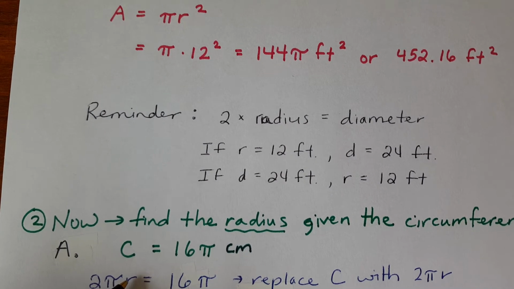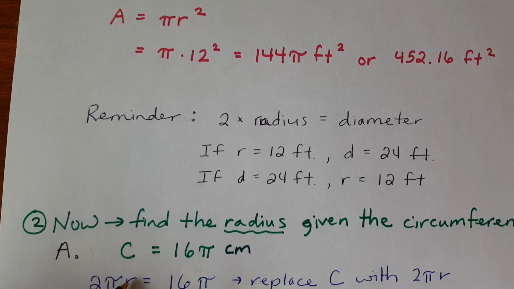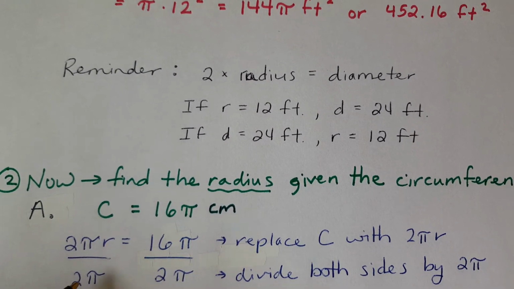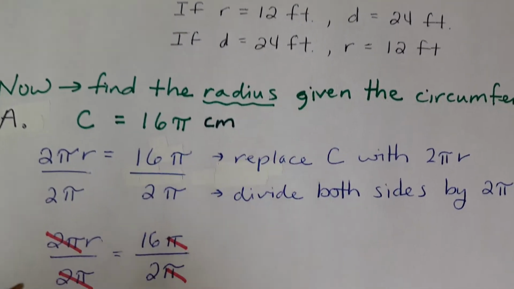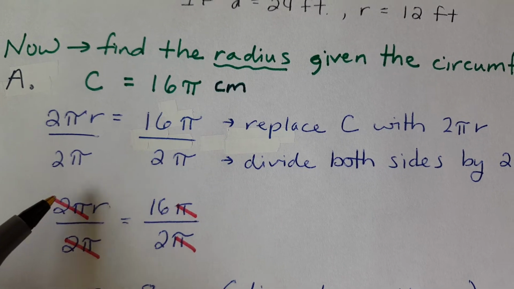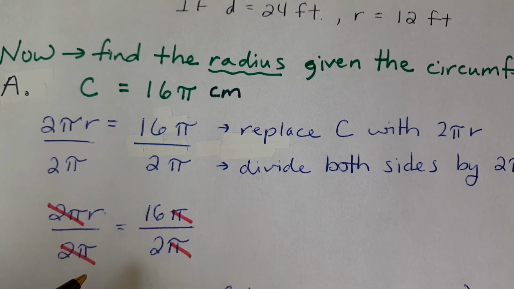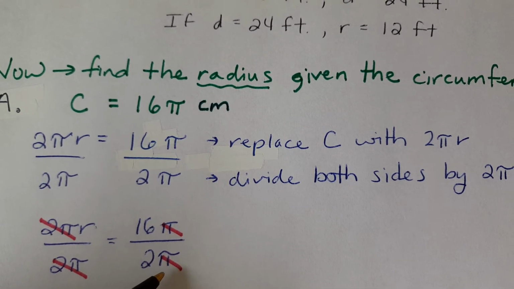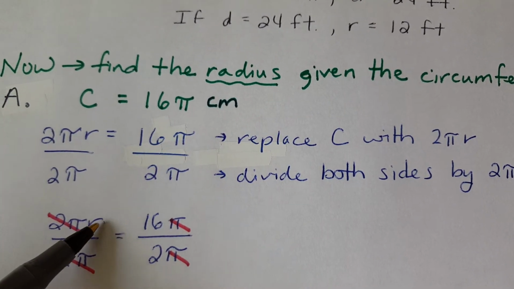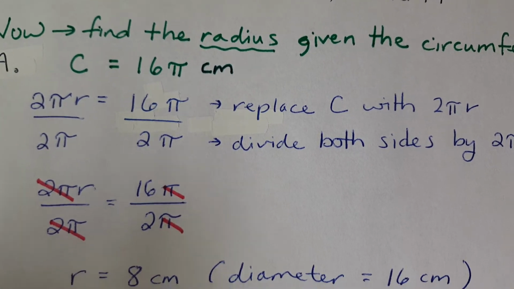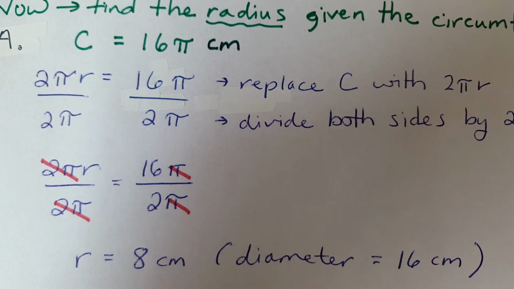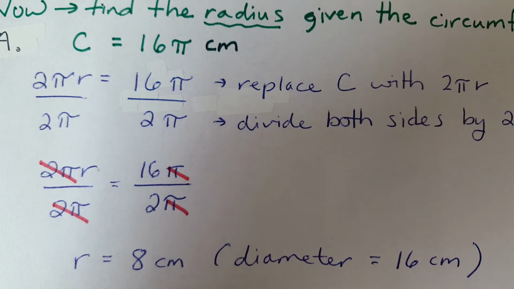Now we're trying to find r, we're trying to isolate the variable r. So we need to get rid of this 2 pi. We're going to divide both sides by 2 pi. And when we do that, 2 pi divided by 2 pi is 1, so those are gone. And over here, pi divided by pi is 1. So we're left with r equals 16 over 2, which is 8. Now, if the problem asks for the diameter, that would just be doubling 8, which is 16 centimeters.